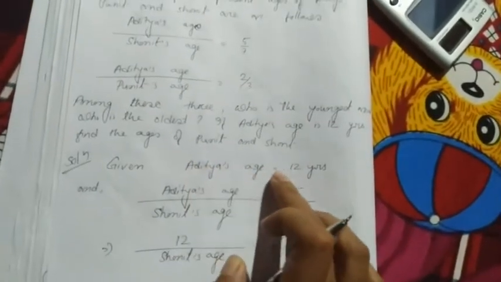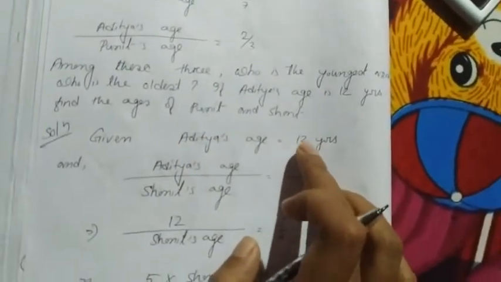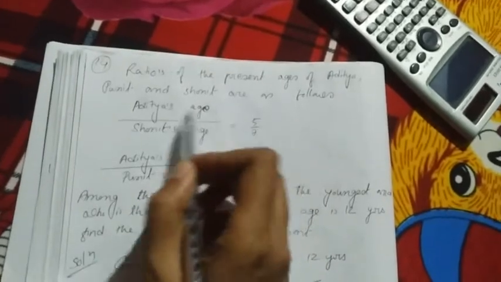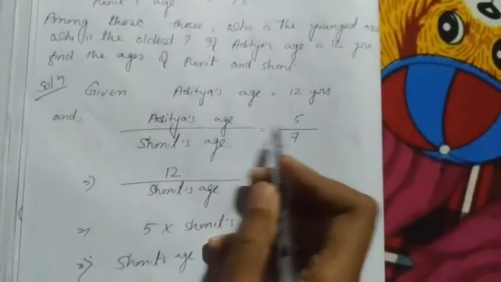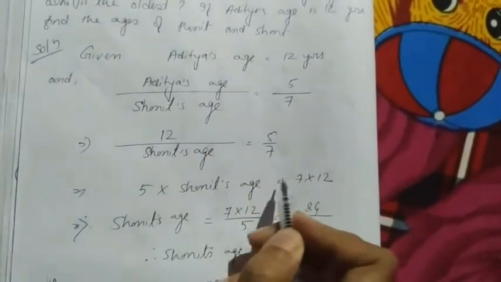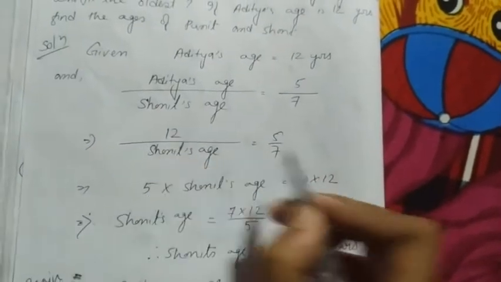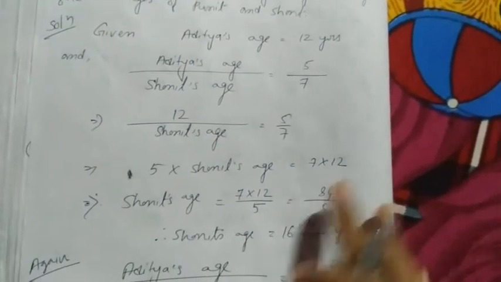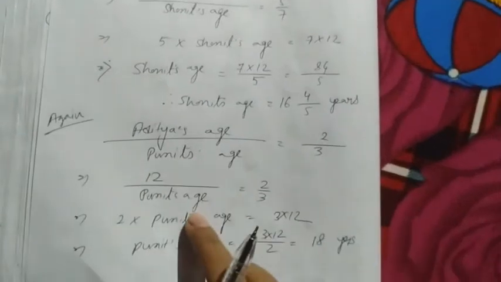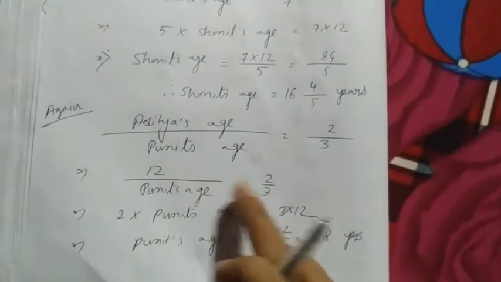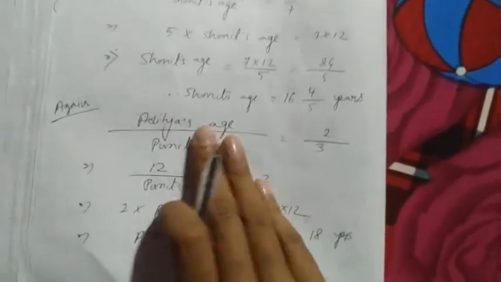So Aditya's age is given as 12 years. Put this in this equation. Here it is 12. So Shonit's age will be 7 into 12 divided by 5. It is 84 by 5. And Puneet's age will be, Puneet into 2 equals 12 into 3. So it is 18 years.